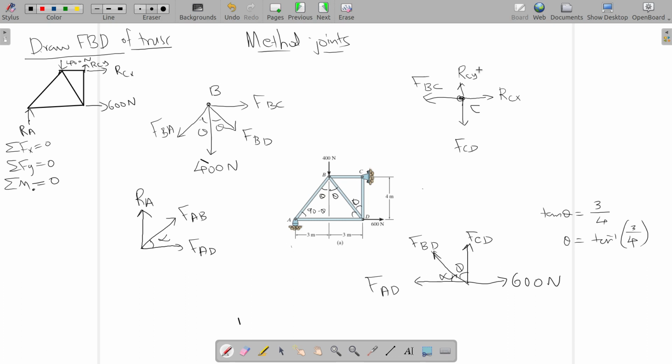If you know RCY and RCX, you can solve for FBC and FCD. If FCD is known, here only 2 unknowns are remaining, which can be calculated. So FAB is known from here, FBD is known from here, so only FBC is remaining, which you can calculate. So all of those can be calculated. So this is the procedure.